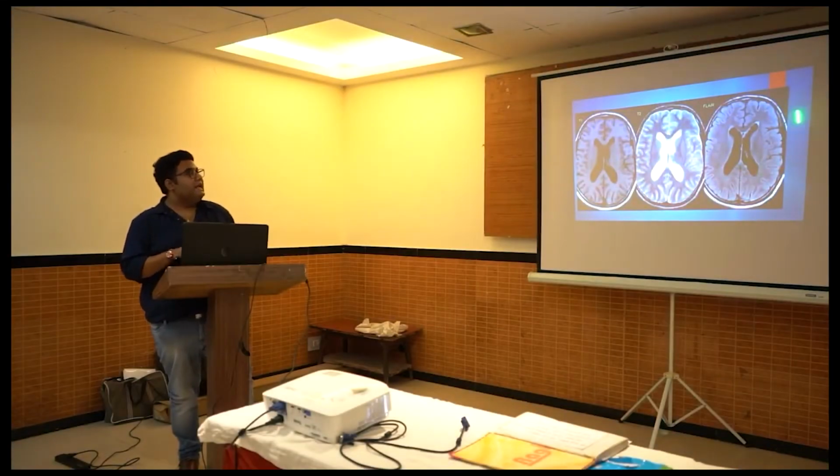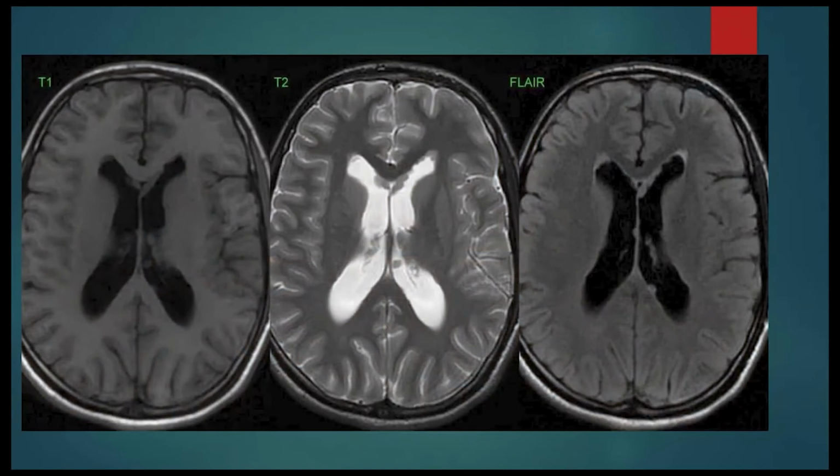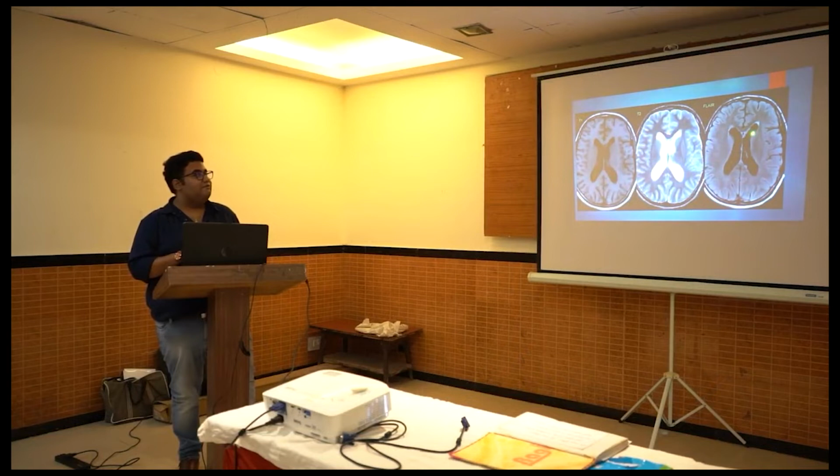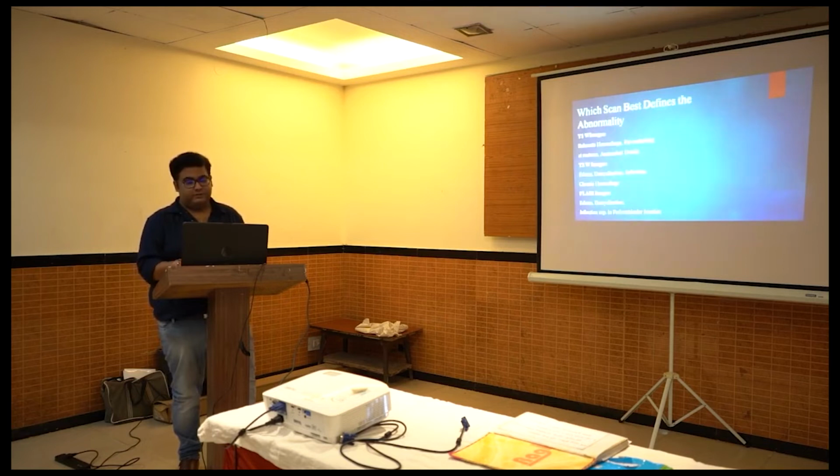So these are three axial sections which were taken at the same levels. The first one is a T1 weighted image because the subcutaneous fat is bright. The second is a T2 weighted image because CSF is white, and the third is a FLAIR image where fluid is being suppressed. So the normal CSF is suppressed, and can you see these subependymal nodules? They are better visualized on a FLAIR image. This was a patient of tuberous sclerosis who had subependymal nodules.